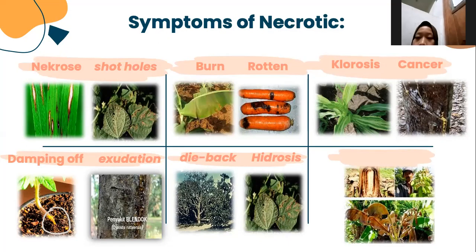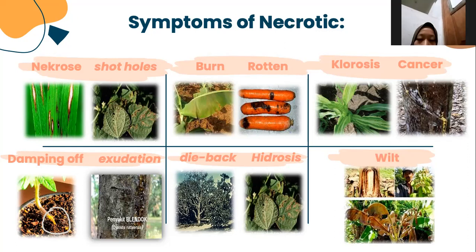Symptoms of hydrosis occur where, before the cell dies, it usually looks wet first. Example: soybean leaves attacked by Pseudomonas syringae bacteria.